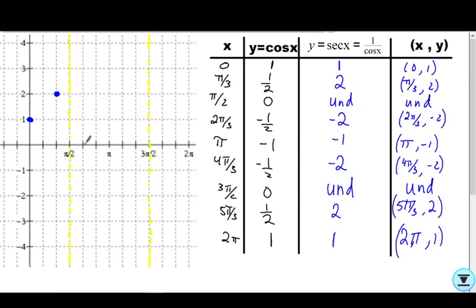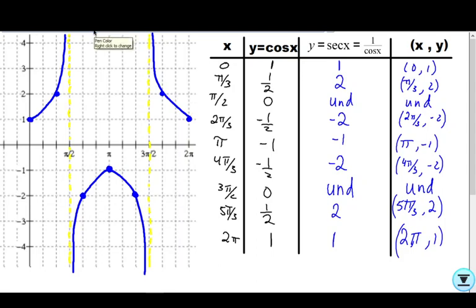Then 2 pi over 3, negative 2, pi, negative 1, negative 2, then 2, and then 1 at 2 pi. Okay, so those are my points. And then again, this curve is going to be here. This one, it's going to look very similar to cosecant. And that's one full period of secant.